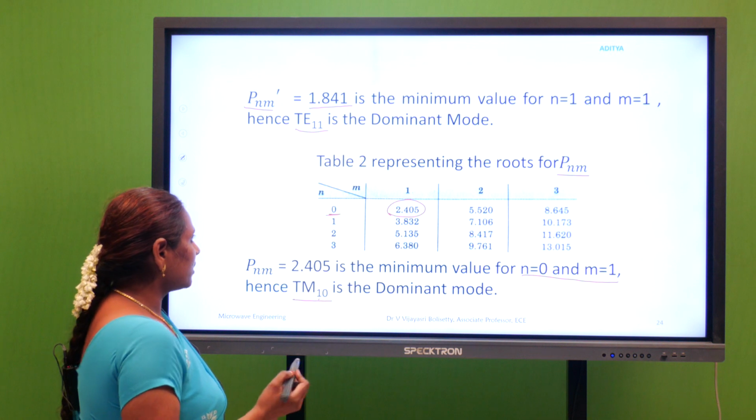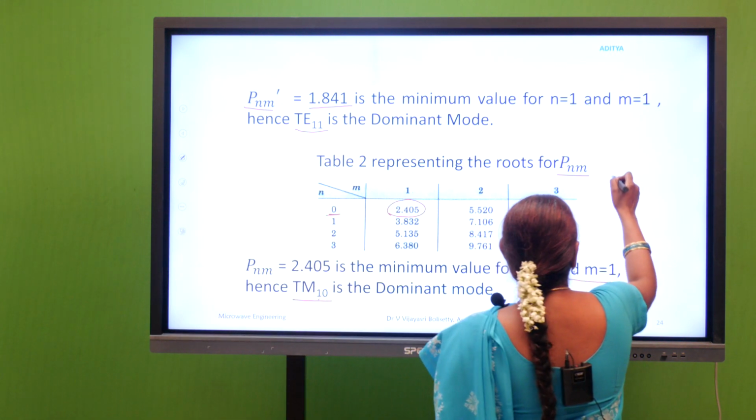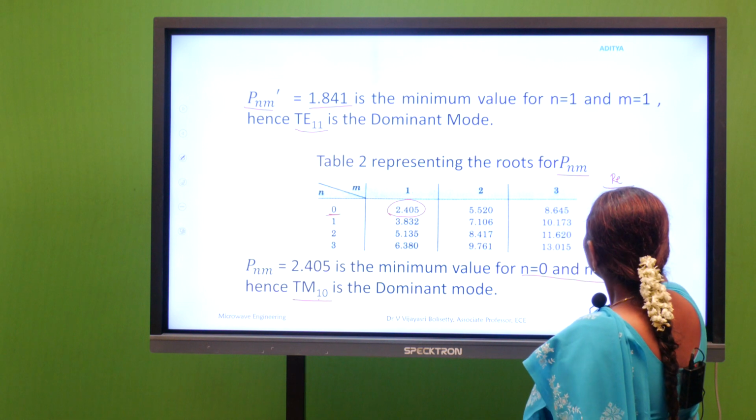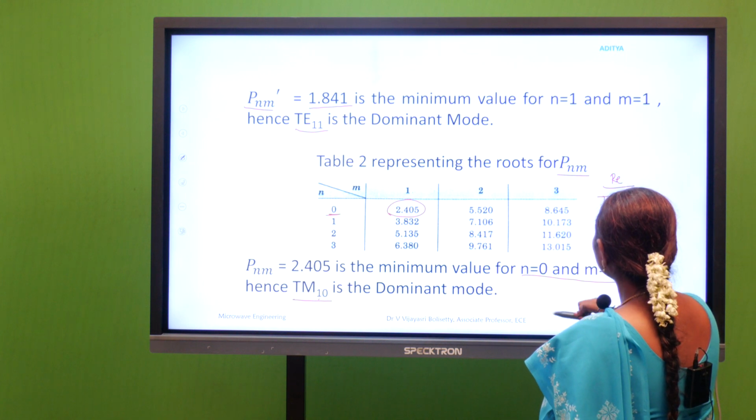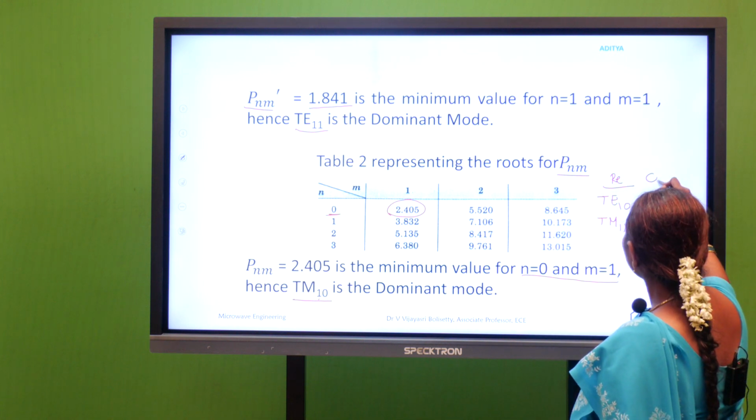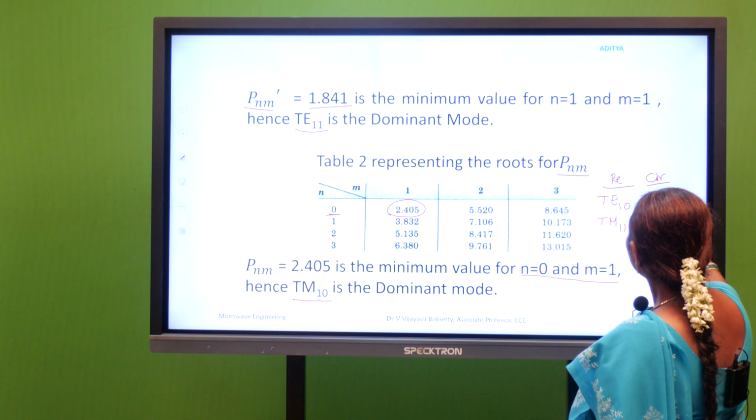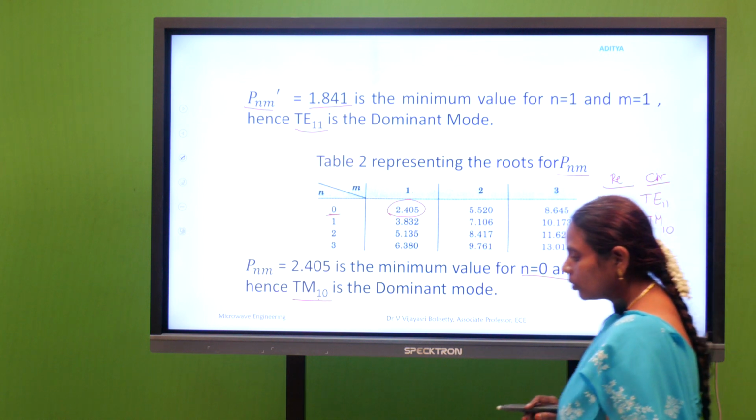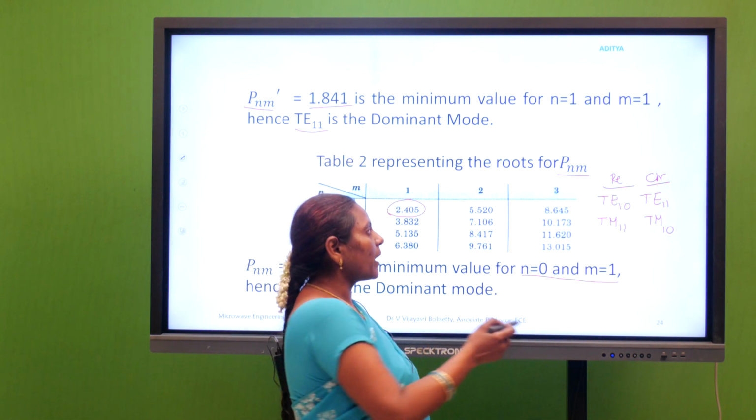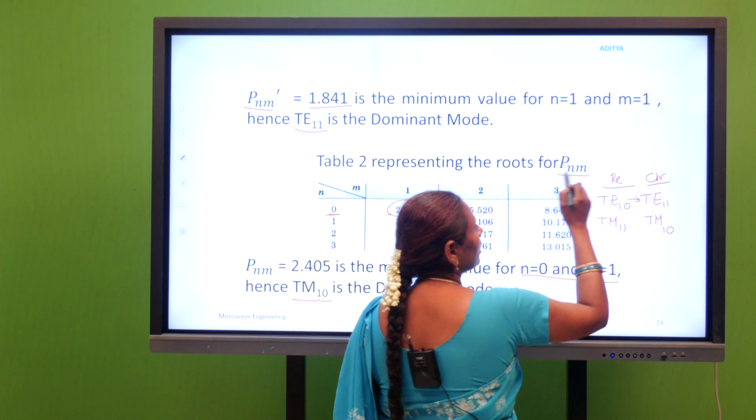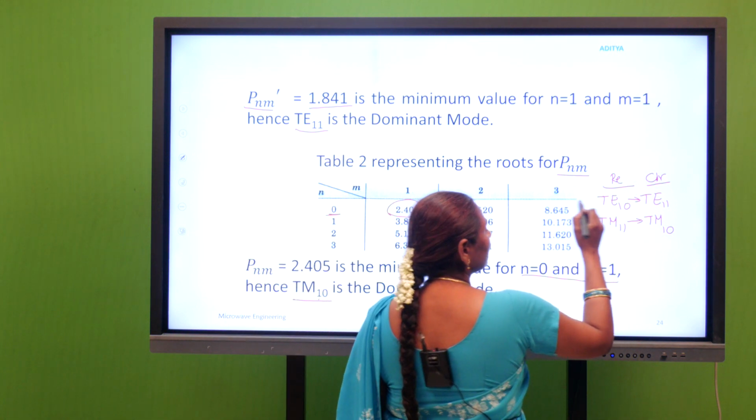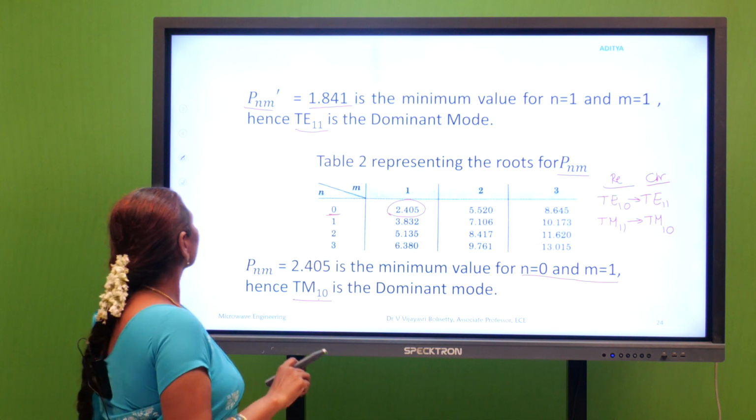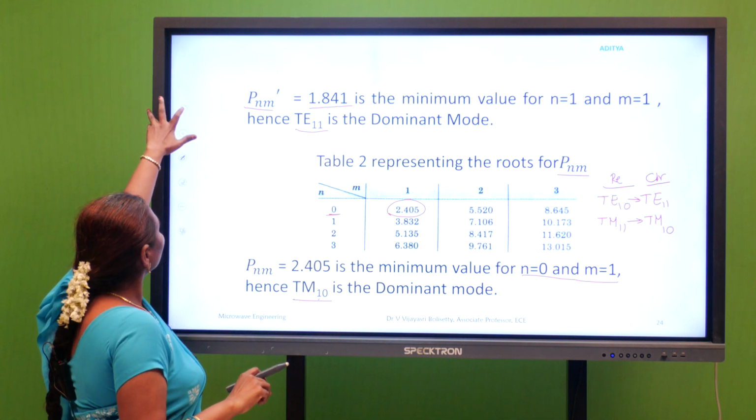Let us once see the rectangular waveguide also here. For rectangular waveguide, TE10 is the dominant mode and TM11 is the dominant mode. But in circular waveguide, TE11 is the dominant mode and TM10 is the dominant mode. So, while there is a transition from rectangular to circular, the dominant mode changes from TE10 to TE11 and TM11 changes to TM10. This is one important thing to be noted here.